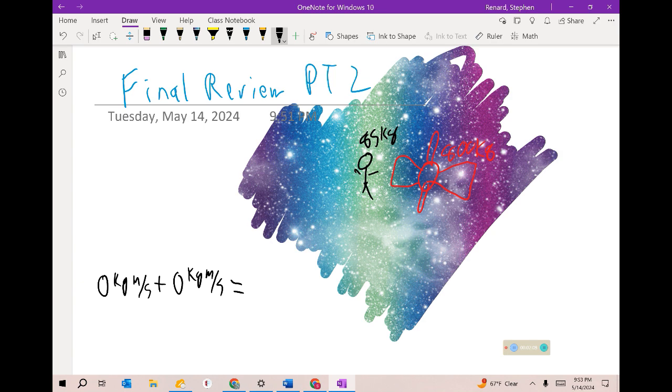Now, there are two ways to have zero momentum. The first is to have nothing moving. The second is to have the things moving in opposite directions to where their momentum is equal to each other. So we have zero over here because nothing was moving. And then we're going to grab our handy dandy calculator.